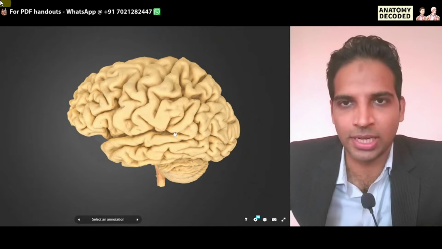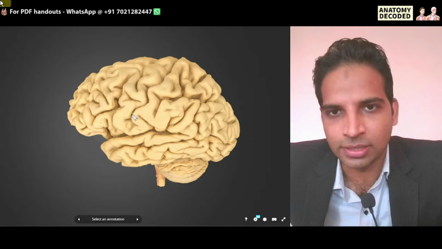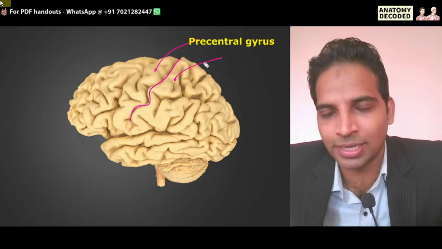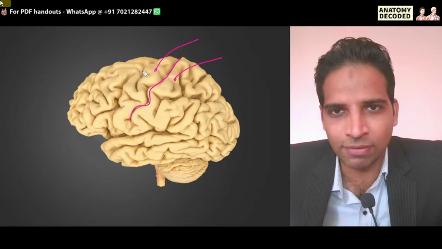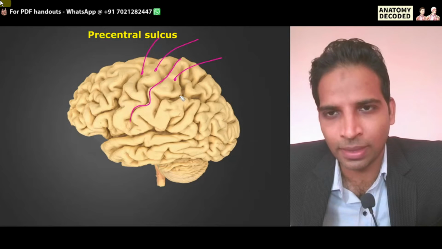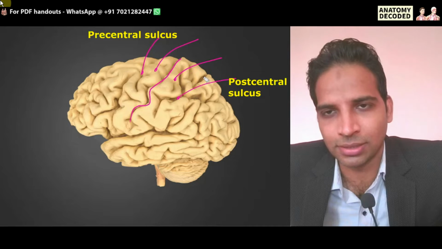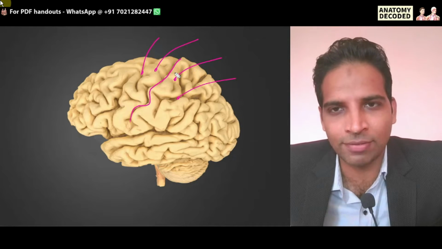Again, try to identify the central sulcus. Where is it? Yes, this one is the central sulcus. The gyrus in front of it is the precentral gyrus. The gyrus behind it is referred to as the postcentral gyrus. There is a sulcus in front of the precentral gyrus as well, referred to as the precentral sulcus. This sulcus is referred to as the postcentral sulcus. So in relation to the central sulcus, we can identify the adjacent sulci and gyri.